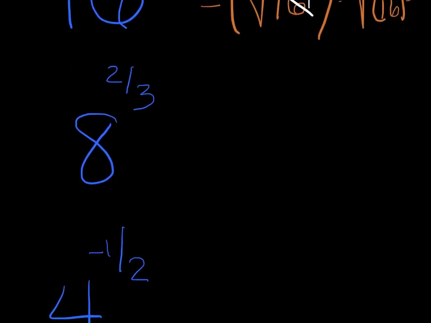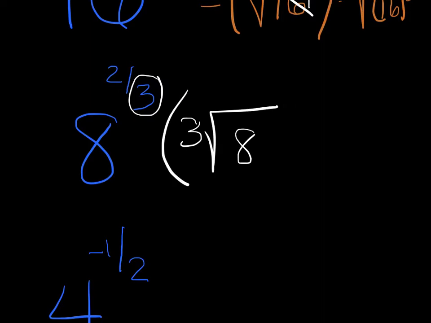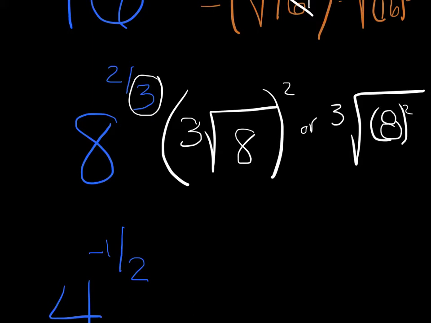8 to the 2/3. Rewrite it as a radical. It's really the what root. Remember, roots are on the bottom, so cubed root of 8. And again, you can say it's that junk squared or the cubed root of 8 squared. Cubed root of 8 is 2, and 2 squared is 4. All right, we'll keep chugging.